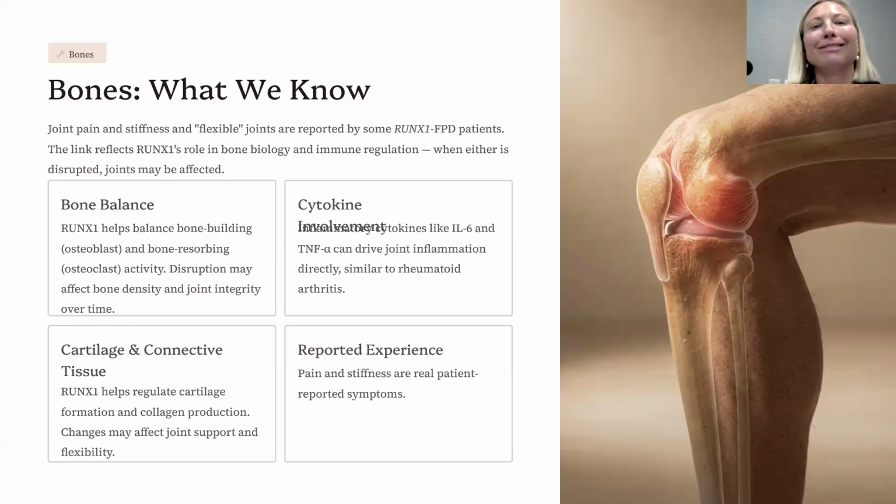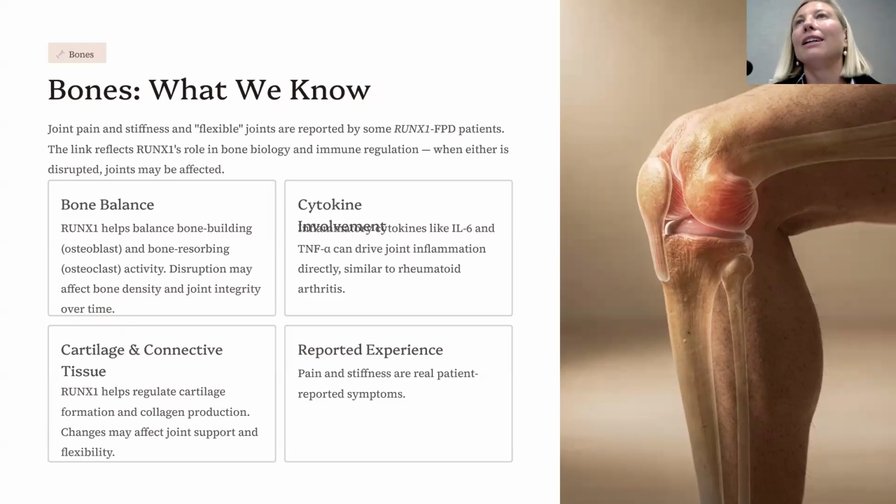In mouse models again, if you lose RUNX1 in the bone, what happens is the osteoclasts tend to get a favoring, and so you start to see breakdown of bone. And so you see lower bone density in those mice. And so it's clear that RUNX1 plays a role in bone biology, and whether that affects the joints in humans, unclear, but there's a link there.